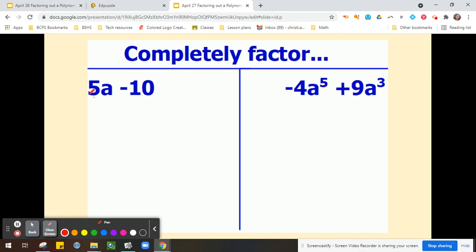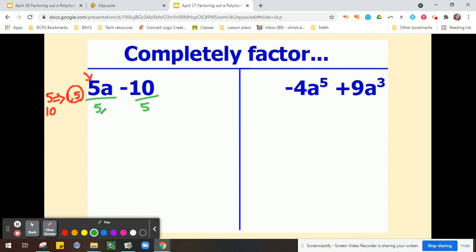So, as an example, we're going to do these two. The one on the left has a leading coefficient of positive 5. So, we're going to look at the 5 and the 10, and we're going to determine what is the GCF for 5 and 10. 5 is my smaller number, so I'm going to list the things that go into 5. There's only two things, 1 and 5, but 5 will go into 10. So, my greatest common factor constant term is 5. The first term has a variable a, the second term does not have a variable. So my GCF is just 5.